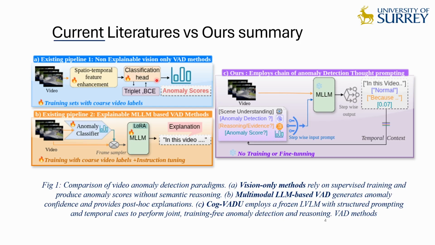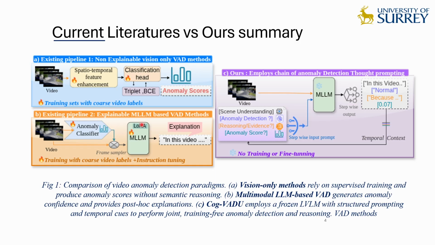The limitation of non-explainable methods is that they lack semantic information. We just have the anomaly scores, but we don't know what is actually happening, who is doing the abnormal activity, and where it is being done. Also, they lack generalization. In one dataset we get a separate parameter set, or checkpoints, and in another dataset we have different checkpoints.